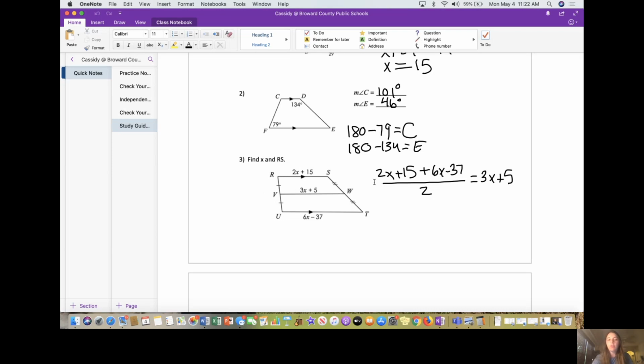From here, there are two things you can do. It doesn't matter what order you do it in. You can multiply by 2 on both sides and get rid of the fraction altogether, or you can start by simplifying up top. Either way, it's still the same thing. I'm just going to multiply by 2 to get rid of that fraction. So we've now got 2x plus 15 plus 6x minus 37 equals 2 times 3x plus 5.